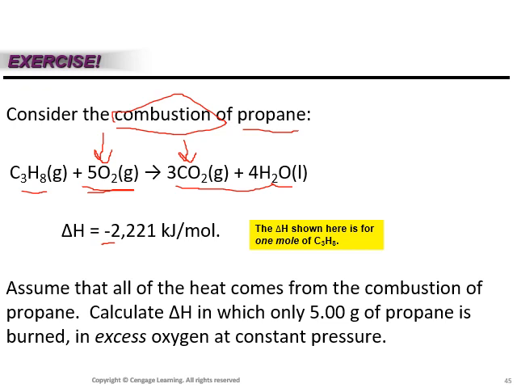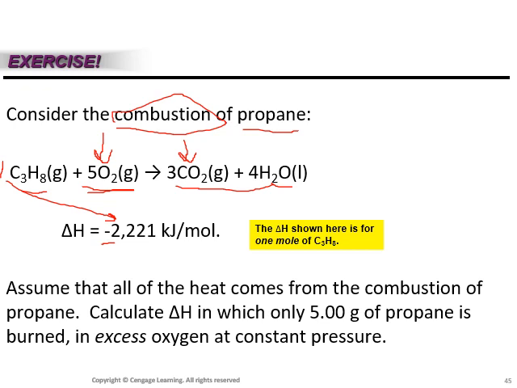If we assume that all the heat comes from the combustion of propane, calculate the delta H if we only had 5 grams of propane. So to do this problem, we're just going to look here and see that we have 1 mole of propane, and it's producing 2,221 kilojoules. So that's for 1 mole.